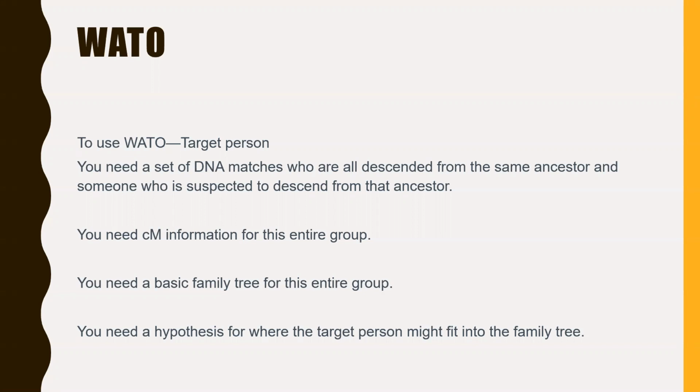So the WATO tool is something that you have to have a pretty good amount of a family tree built. You need to know the DNA relationships, and then you're going to try out that target person in multiple different spots. So you need a set of DNA matches who are all descended from the same ancestor or couple, and someone who's suspected to descend from that ancestor. So you have to have some pre-work done here, and there are a lot of great videos on this, but I just want to introduce you to it because it is a little bit more advanced tool.